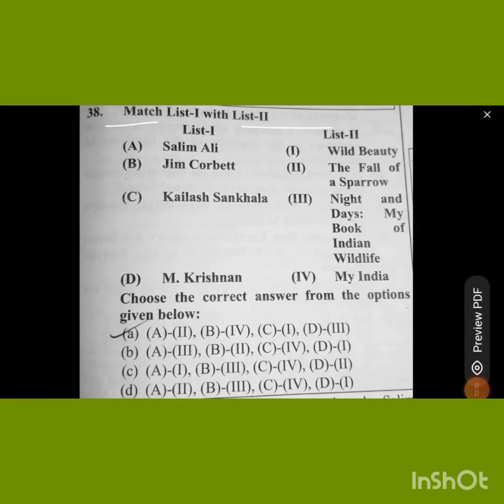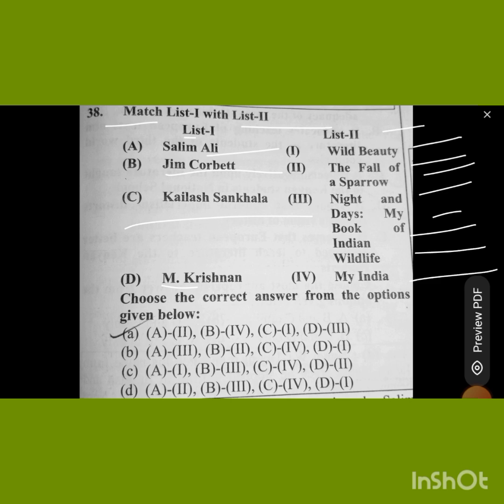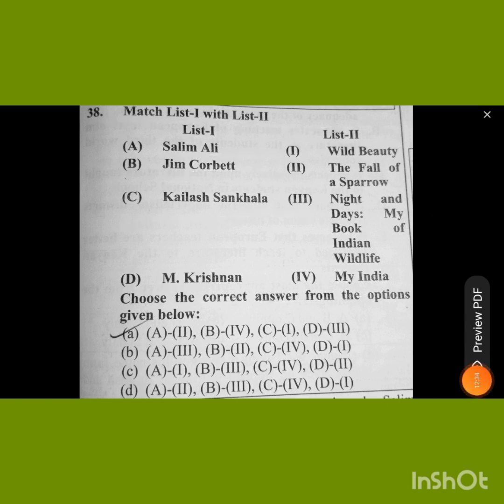Now question number 38. Match list first with list second. List 1 is Salim Ali, Jim Corbett, Kailash Sankhala, M. Krishnan. List 2: Wild Beauty, The Fall of a Sparrow, Days and Nights, My Book of Indian Wildlife, My India. Choose the correct answer from the options given below. So the answer of this question will be option A.